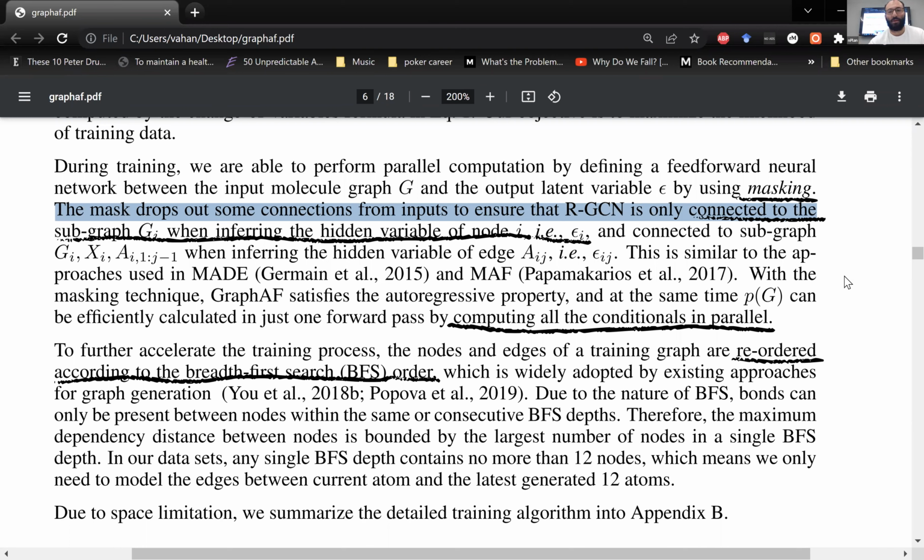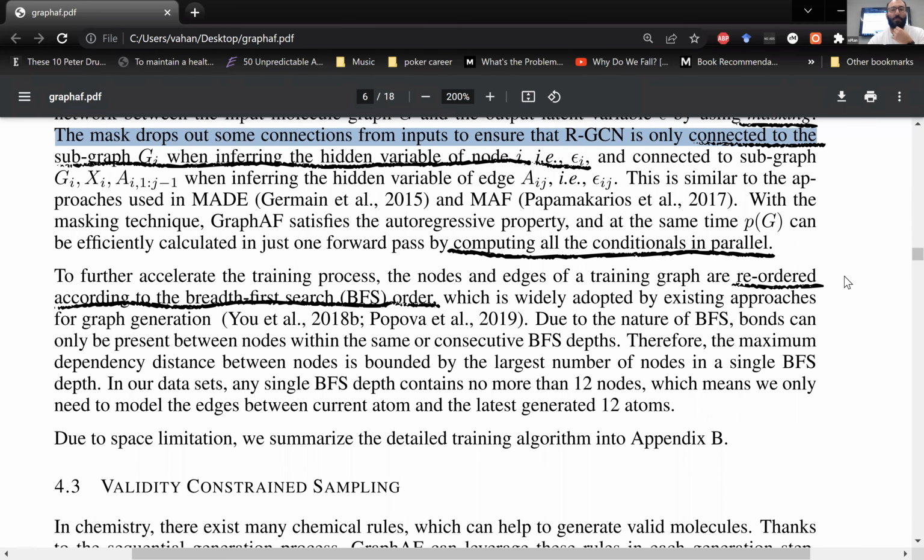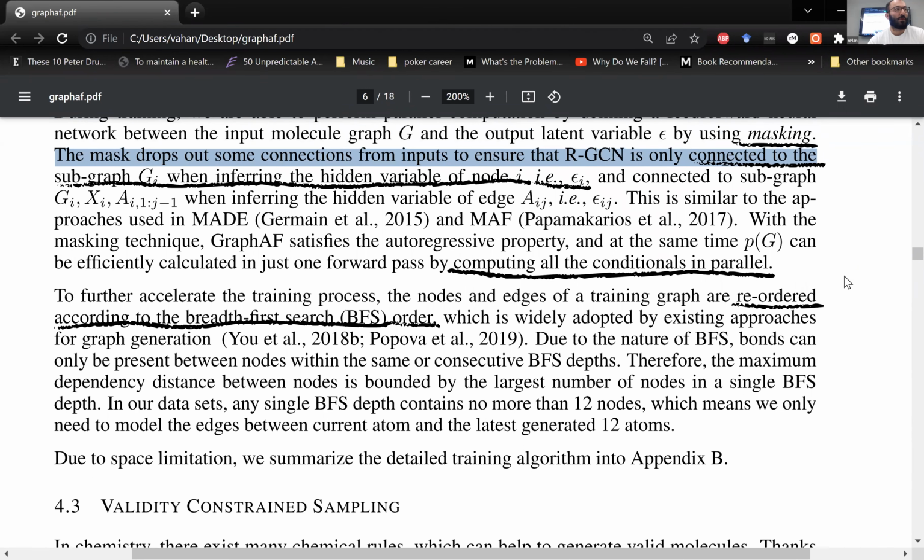They don't really give much detail, but that's the idea. There's some masking that goes on, and it leads to making the training parallelizable, because you can take each node and mask it from the rest of the graph, right? And you do it in an order.